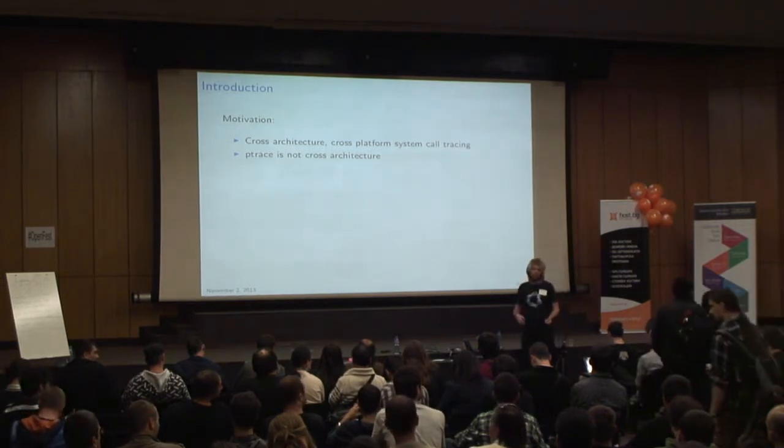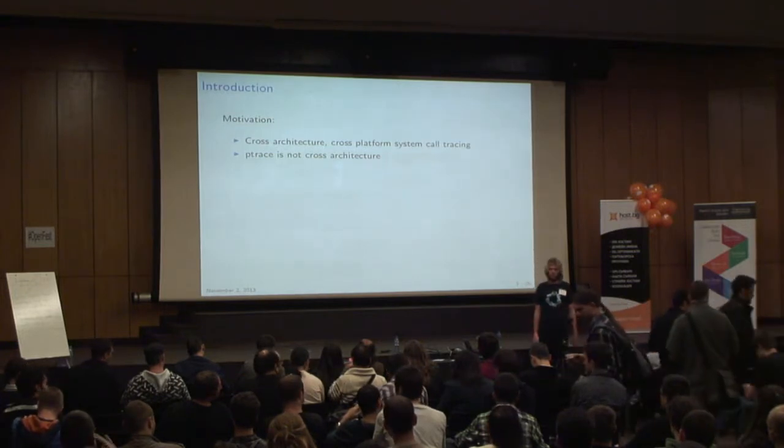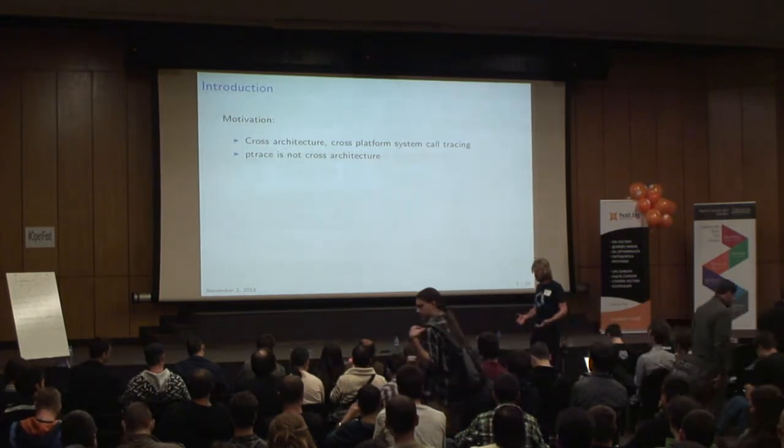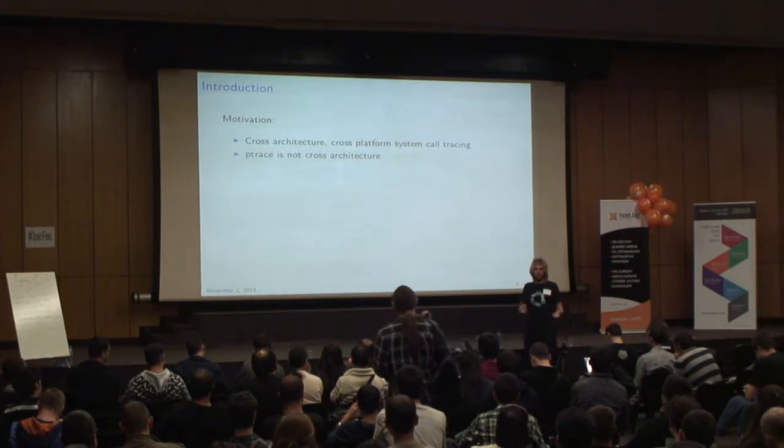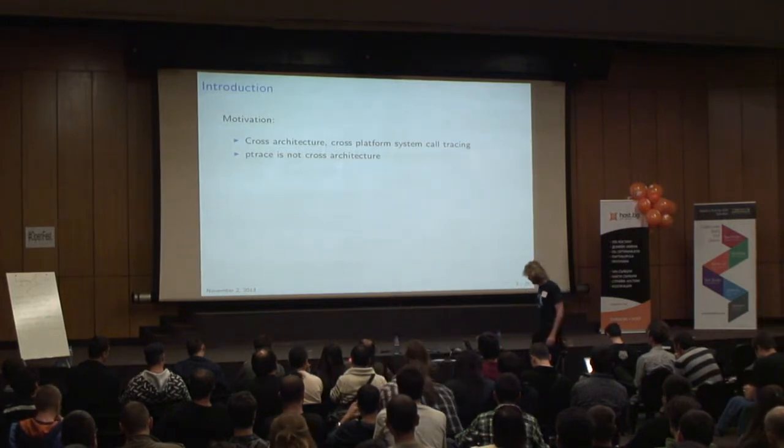And on top of that, Linux and BSD also differ in the ptrace API. So you can't write a simple C program that will just use ptrace and then be able to debug all the processes.